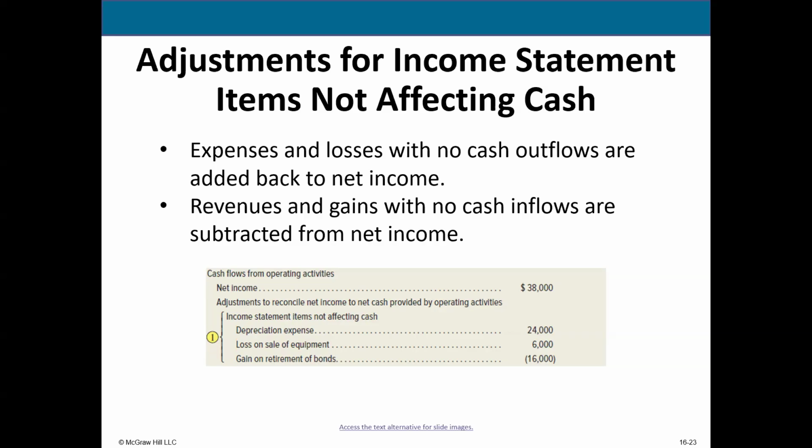Expenses and losses with no cash flows are added back into net income. And then, of course, the opposite is also true. So, in that example, our net income was 38,000. We had depreciation expense of 24. We're going to add that back into net income. Loss in the sale of equipment, we're going to add that back into net income. What we're subtracting out of net income is the gain on the retirement of the bond. So revenues and gains with no cash inflows are subtracted from net income. That's what that shows us.